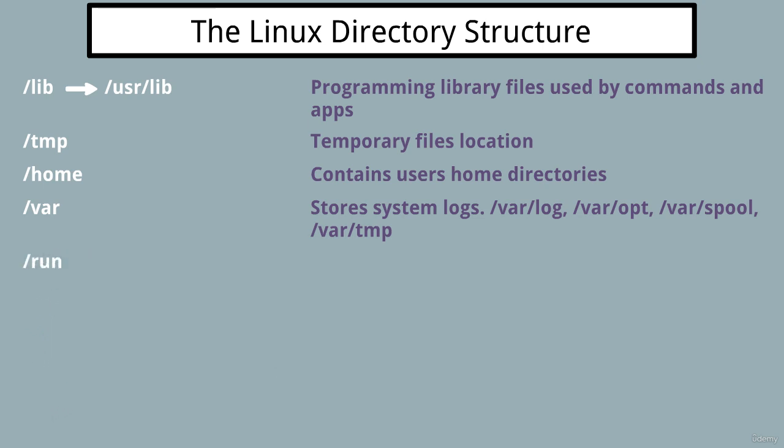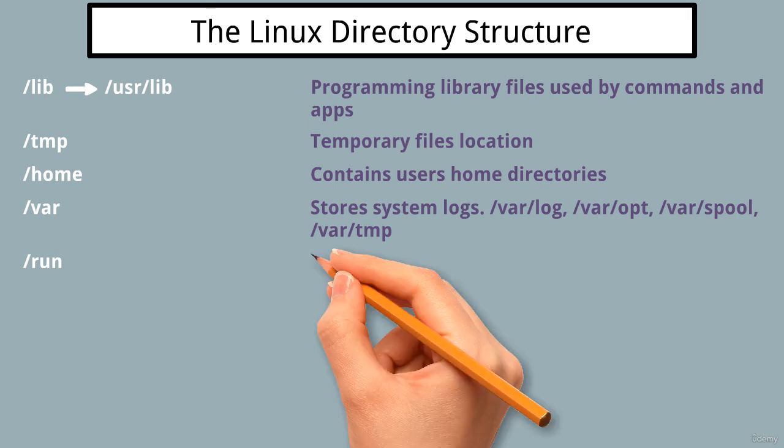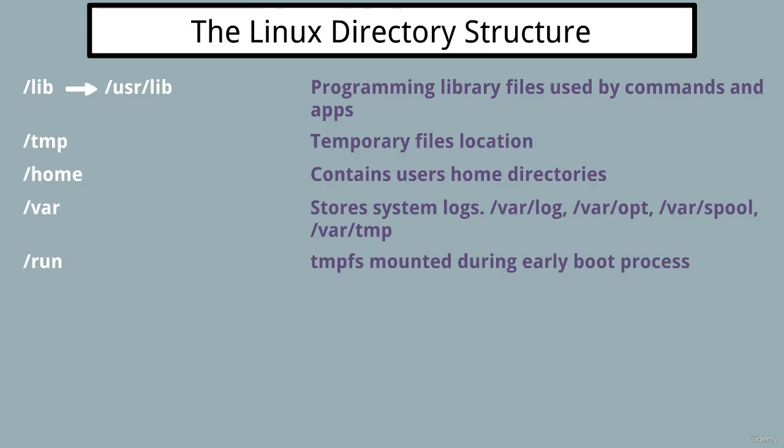Next is the /run directory. The /run is supposed to be a tmpfs, a temporary file system. It's mounted during early boot process, available to store info for all your tools at any time during the boot up. System daemons that start early in the boot process, such as systemd and udev, use /run to store runtime files such as PIDs or process ID files.